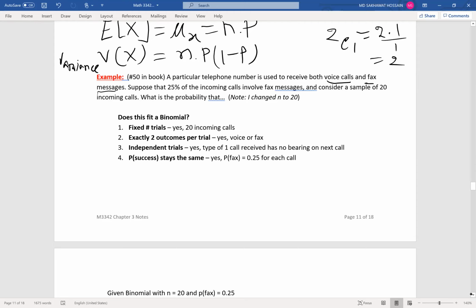We have considered a sample of 20 incoming calls. That means you are considering 20 calls, so the number of trials is 20. So we have a fixed number of trials. This is the first requirement of binomial distribution. And the second one is that it has exactly two outcomes. In this case, we have only two outcomes, voice calls and fax messages. So the second requirement is also satisfied.